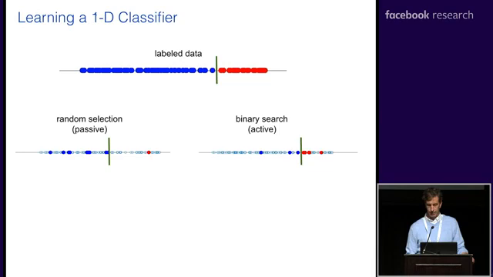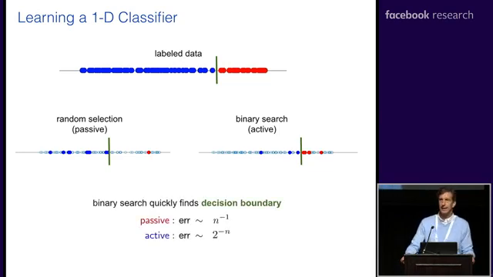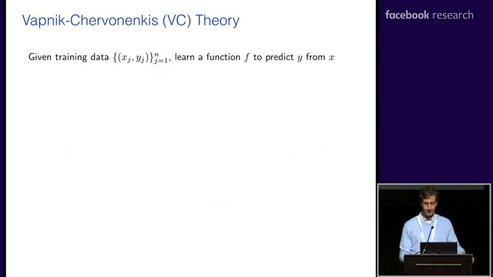And in fact, a little back of the envelope math shows you that the error of the passive learning method goes down like 1 over n, where n is the number of samples you've collected, versus the active method, binary search, which is going down like 2 to the minus n. So we get an exponential speed up in how quickly we can learn from a small set of labeled examples. So this is the classical starting point for trying to understand why active learning could help, and that's binary search.